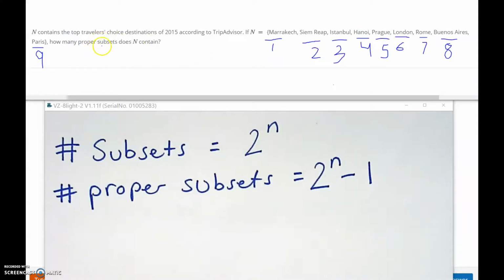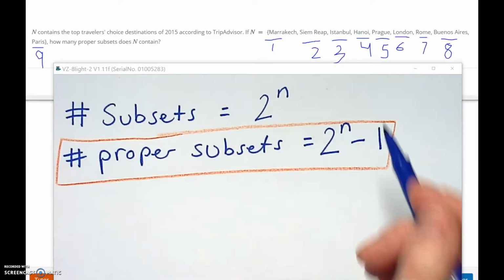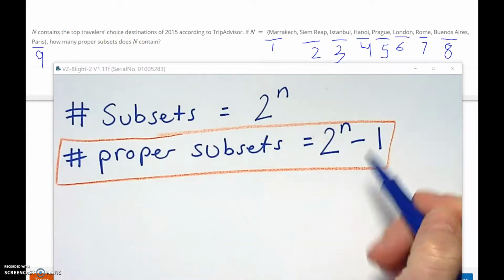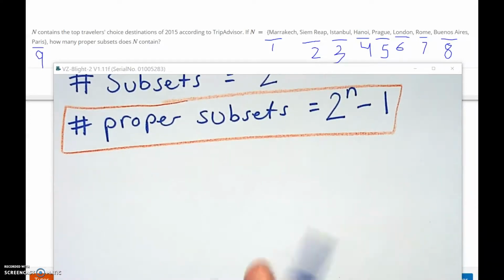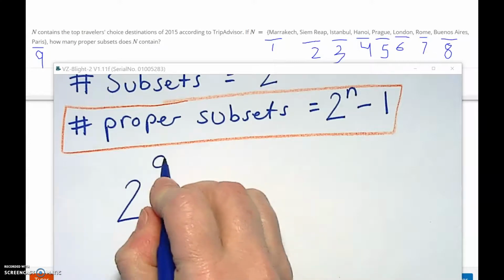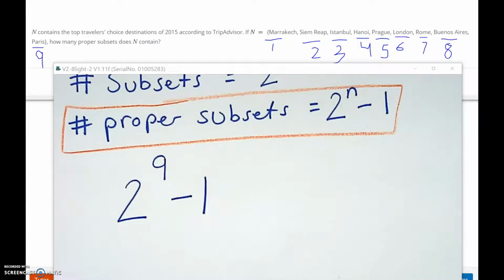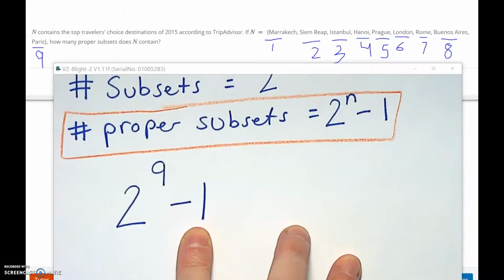Okay, and then it asks us how many proper subsets does this contain? So that means we need to use this formula here. All right, so proper subsets, that's all the sets except for the complete set. So we'll use that. So we do 2 to the 9th minus 1. And a lot of people have problems writing this on their cheat sheet where they put the minus 1 in the wrong place, but we're taking out the whole set when we count the number of proper subsets, because that's not a proper subset, that's just the set, which is a subset, but not a proper subset.